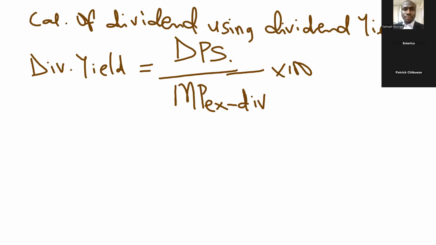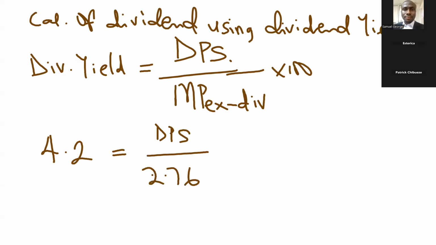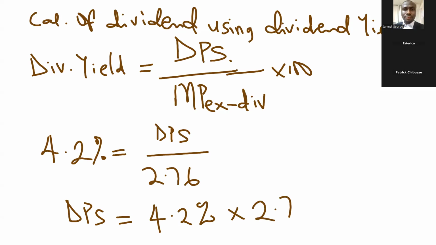Look, this is the formula for dividend. You said dividend yield is 4.2% from the question. Is that correct? Then what are we going to say? We are looking for dividend. Market value is 2 naira 76 kobo. So with this, we should be able to calculate our dividend, right? Our dividend per share is equal to 4.2% multiplied by 2.76.